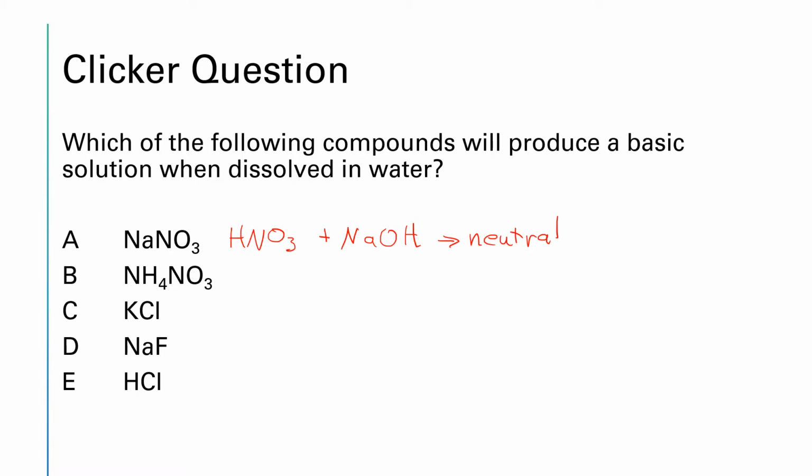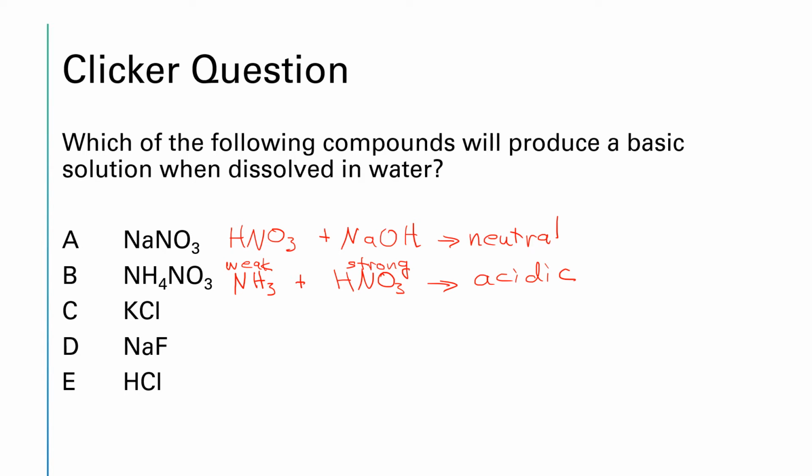Ammonium nitrate. Ammonium came from the weak base ammonia, and nitrate came from the strong acid HNO3. And so we have a strong acid with a weak base. So this is going to be an acidic salt.